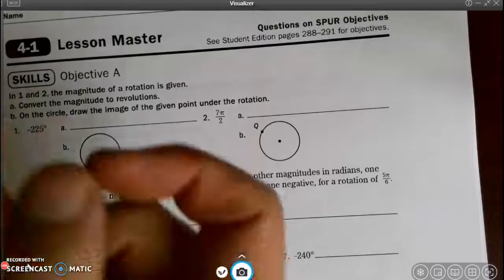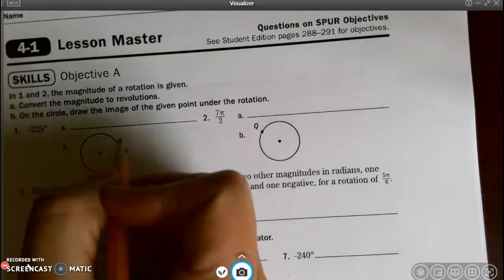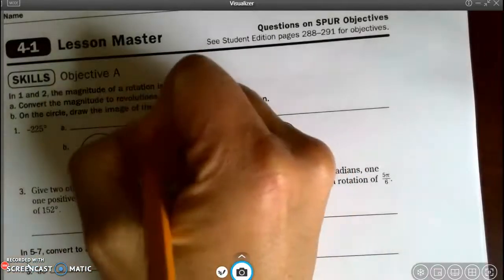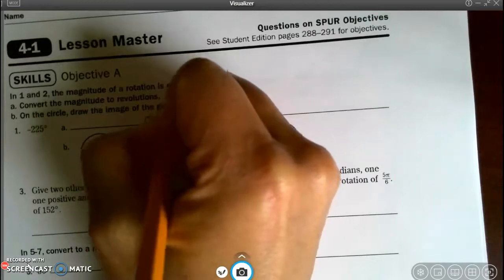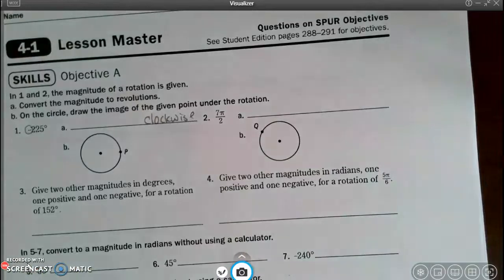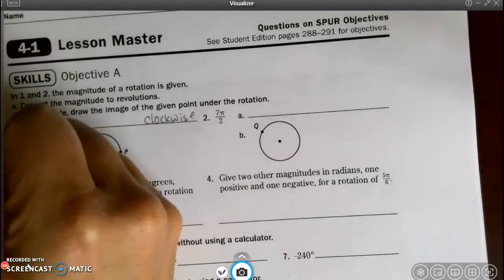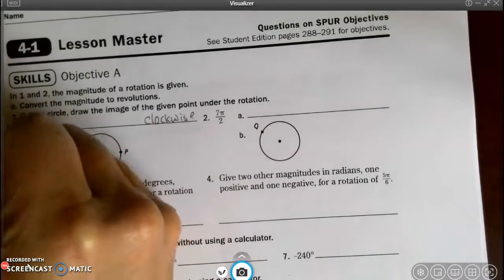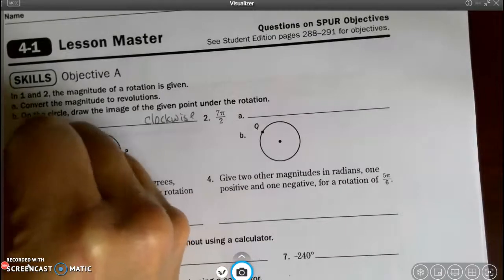All right, so to revolutions, first of all, the fact that it's negative tells me that it's clockwise. So I'm going to go ahead and write that down right away. That the negative tells me that it's clockwise. And then in order to figure out how much of a revolution it is, I'm going to do 225 divided by 360.